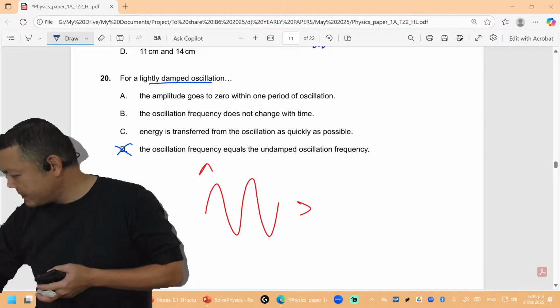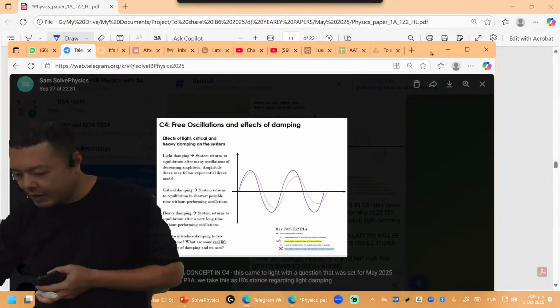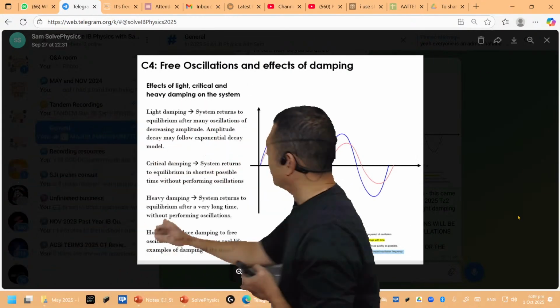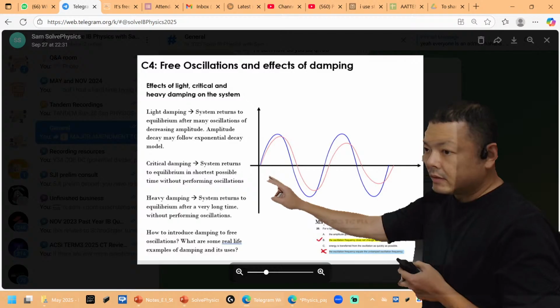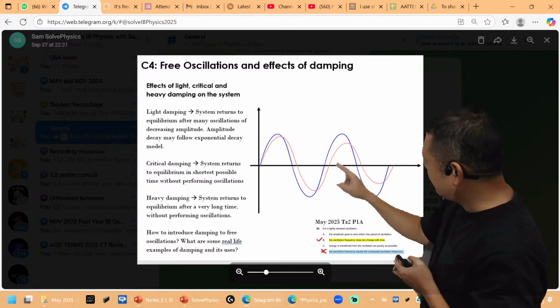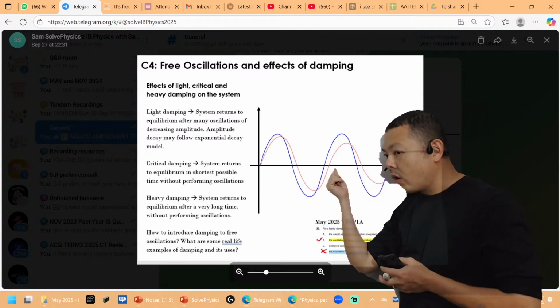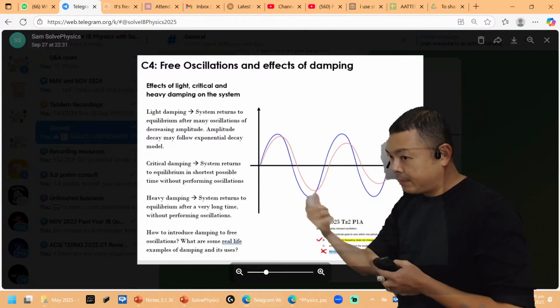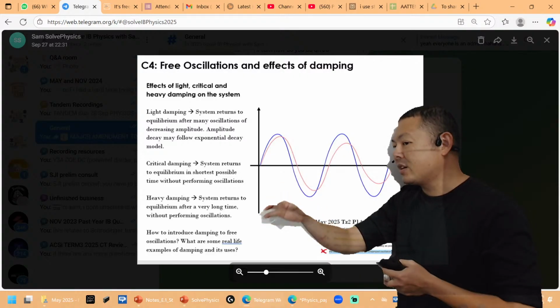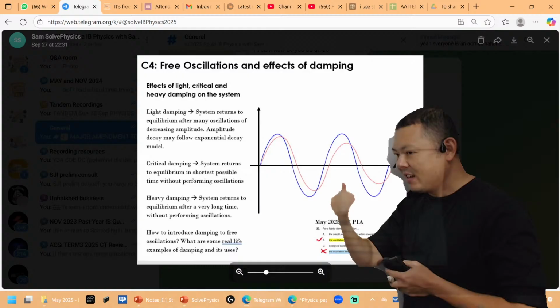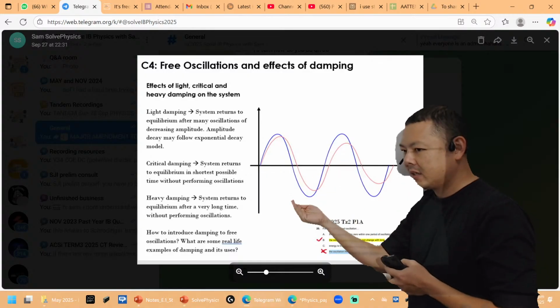Wait, major amendment, right? Yeah, this one. So in my Telegram chat, I did mention this. The lightly damped one is the red one. You can see that the amplitude is getting lesser and lesser. So I draw it this way. It is a bit longer than the original undamped period, but it doesn't continue to change. It is constantly longer than the original period. You know what I'm saying?